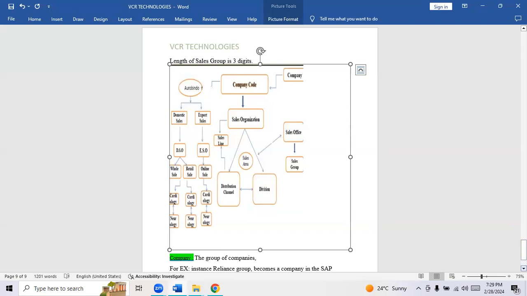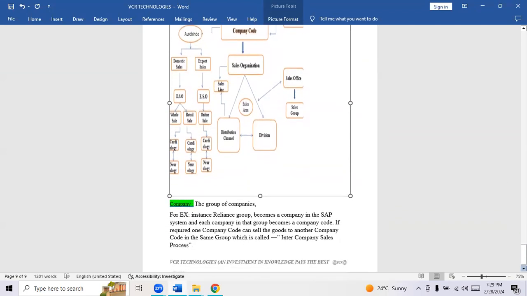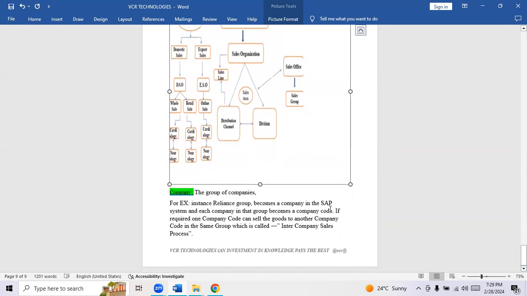Next, coming to the last and final organizational element, that is company. What is the company? Company is the group of companies. In our terminology, we will call it head office. Company means group of companies, in the sense of branches. For example, I will take Reliance Group. Reliance Group is the company.